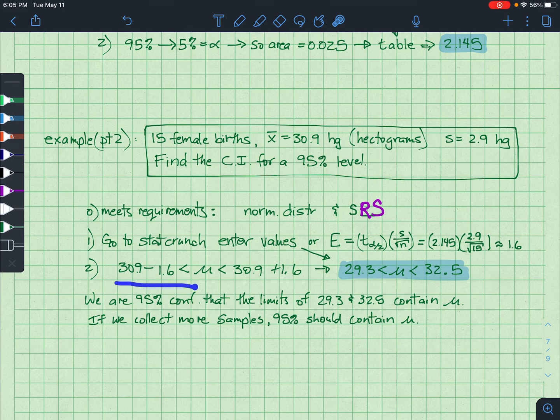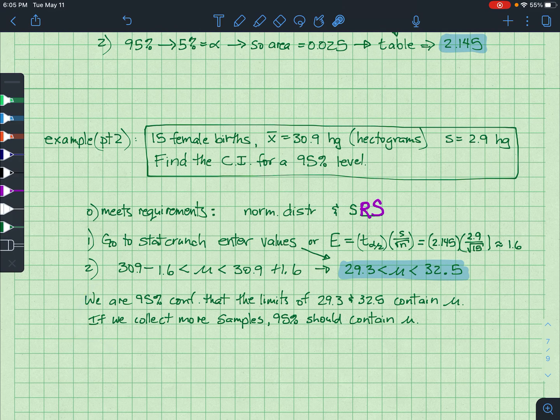Okay, finally go over to our chart here, and 30.9 minus 1.6. So there's the mean minus my error, and then the mean plus the error. And mu is between that. So then here's my confidence interval. Now StatCrunch will take you straight there as well. And I'll make a video of that and put that online.